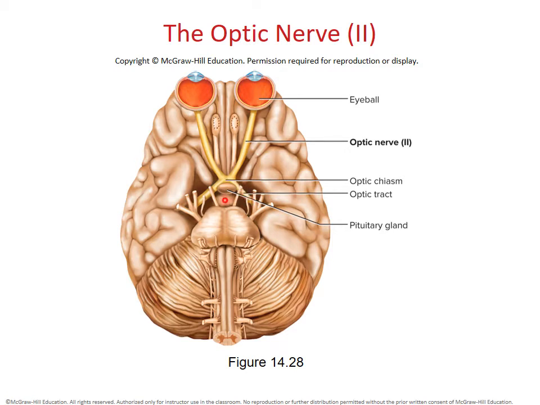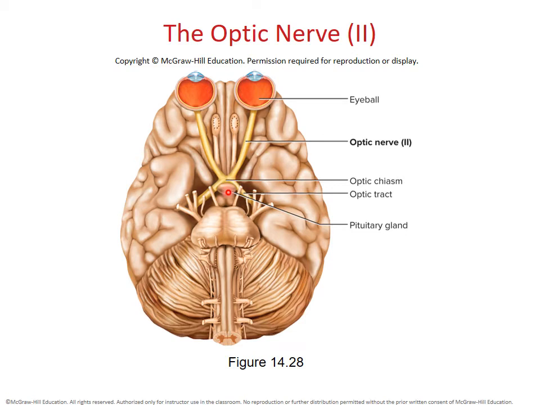From that point on, it's technically referred to as the optic tract. All right, so it's optic nerve distal to the optic chiasm, but it's the optic tract proximal to the optic chiasm. Finally, for this nerve, I want to point out the very close proximity of the optic chiasm to the pituitary gland, which sits in the sella turcica.